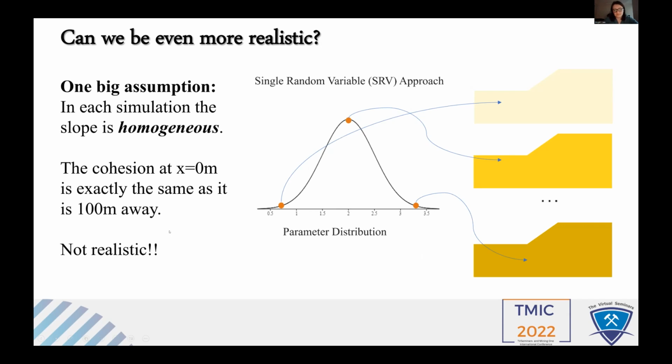Okay. The next topic is spatial variability. So the method we've described so far is called the single random variable approach. That's the one we showed in the first slide, where the cohesion value that we sample is assigned to the entire slope for that simulation. So there's a big assumption that the slope is homogeneous, which means we're saying that cohesion at x equals 0 is 0.7, and cohesion at x equals 100 meters away is exactly the same, which is not very realistic.